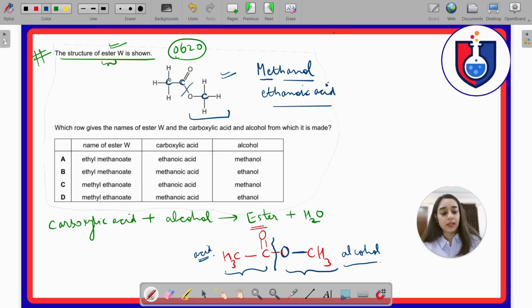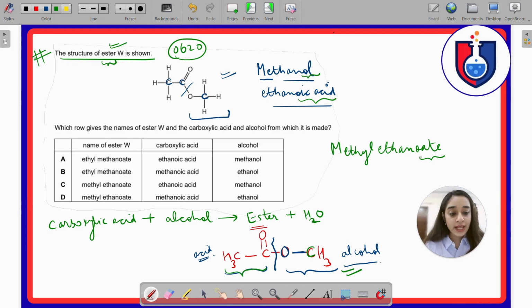Again, very simple. First, name the alcohol part. This has one carbon, so you will write methyl. And the acid part contains two carbons, so you will write ethane, and the suffix of ester is OATE. Suffix tells you about the functional group, like ethanoic acid, where oic acid is the suffix, and methanol, where ol is the suffix. Similarly, for esters we have OATE. So the answer will be methyl ethanoate, from ethanoic acid and methanol.